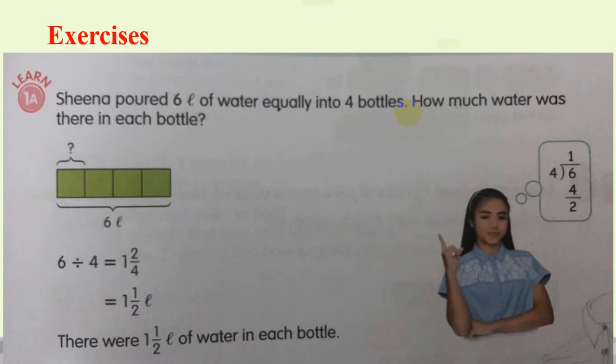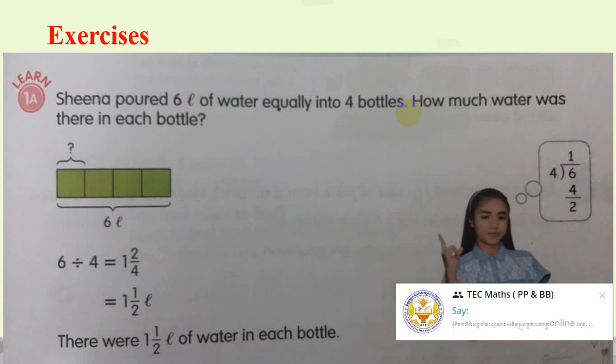The first problem here is: Sina pours 6 liters of water equally into 4 bottles. How much water was there in each bottle? Again, Sina pours 6 liters of water equally into 4 bottles. How much water was there in each bottle? So what is the given information for you? They said that Sina pours 6 liters of water.